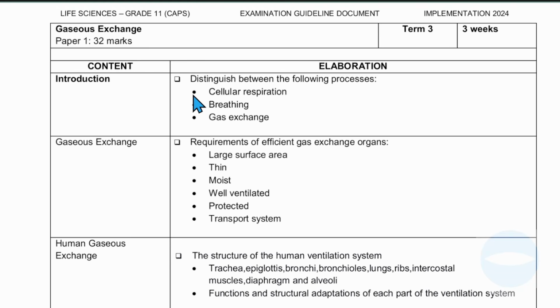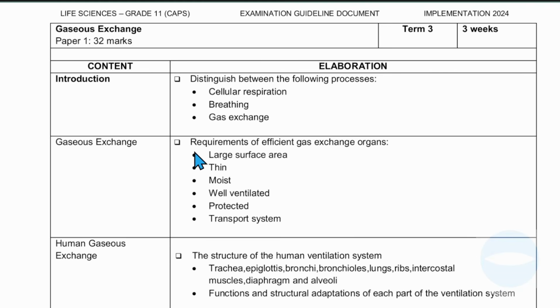In the introduction, we must be able to distinguish between the following processes: cellular respiration, breathing, and gas exchange. You must make sure you know what these processes are and where they take place. I will explain that in this video, and then I will also explain gaseous exchange.